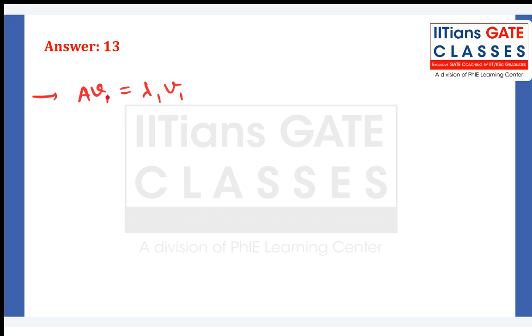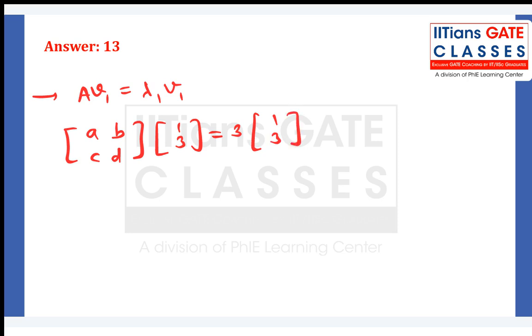So let's do this. You have a, b, c, d as the elements of your matrix A, and the first eigenvector is (1, 3), and the first eigenvalue is 3. Okay, it is given in the question. So basically you are multiplying 3 into the corresponding eigenvector (1, 3). The RHS will be just 3 and 9, because when you multiply any matrix by a scalar, you have to multiply each and every element by that scalar. Okay, and now let's simplify this.